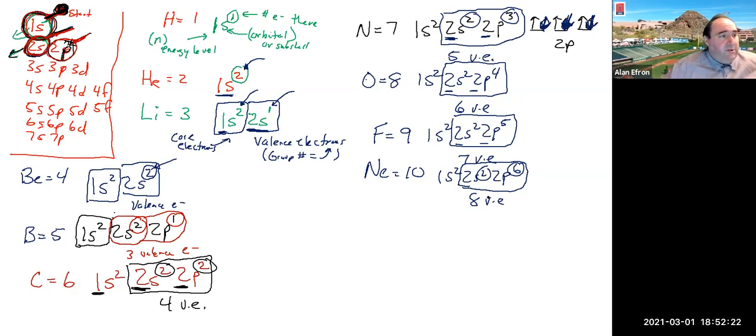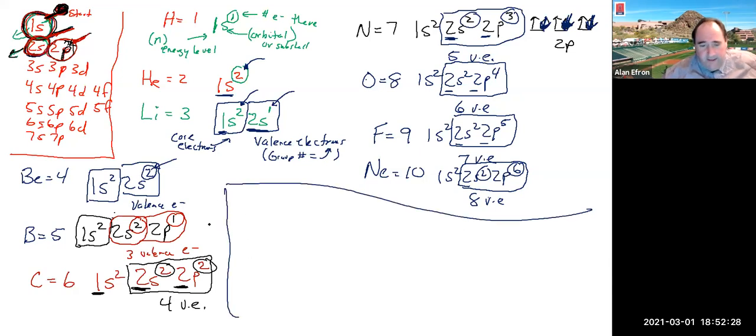All right, so why don't you try one? Why don't you do calcium, which is 20? Write the electron configuration for calcium, which has 20 protons and 20 electrons. So take a moment and see what you come up with.